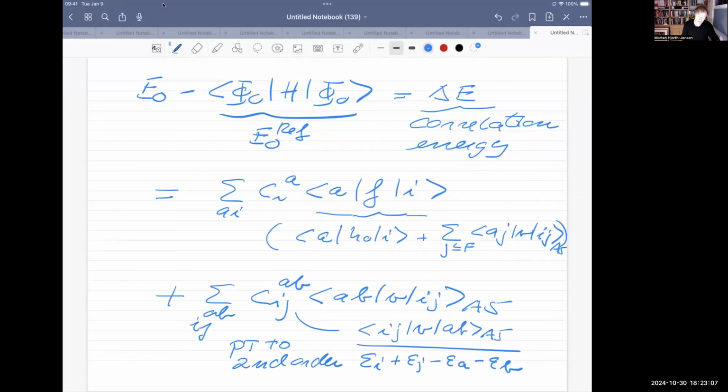We're also going to see that this term, which we have here, is going to be equal to <i|f|a> divided by epsilon_i minus epsilon_a. This is the second order perturbation theory.